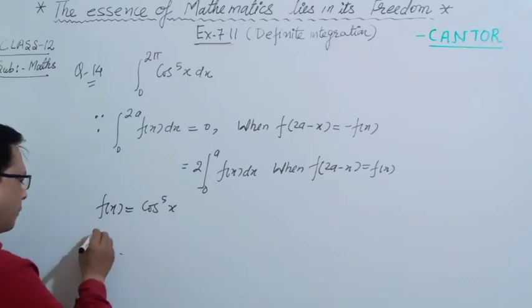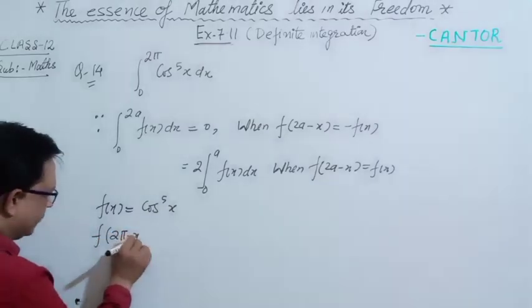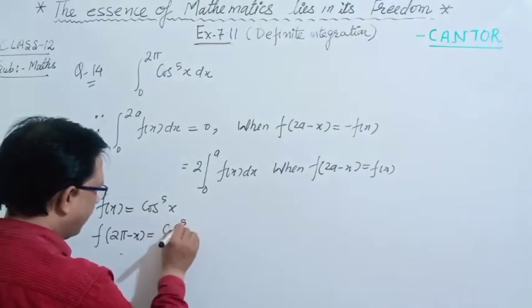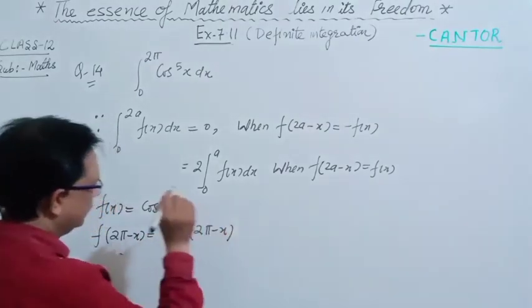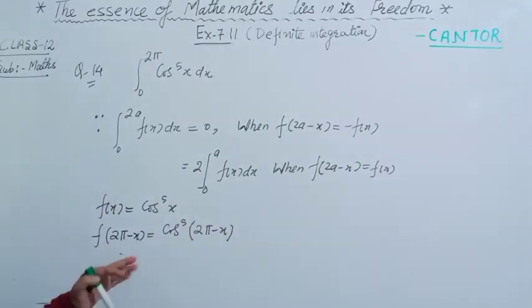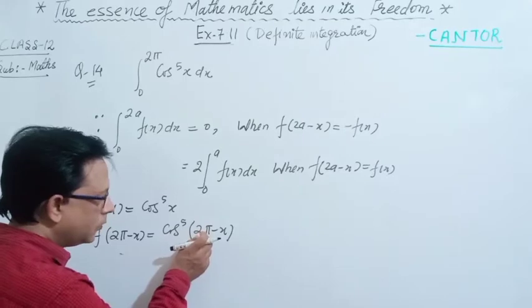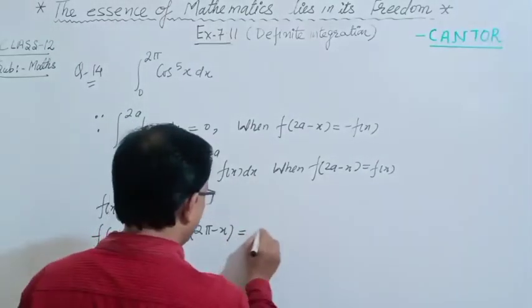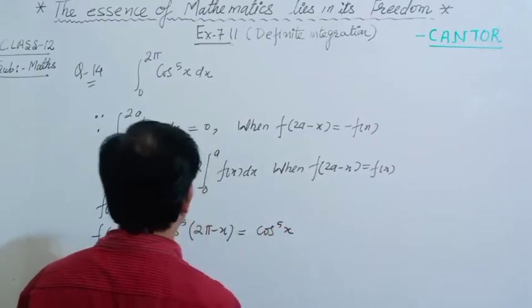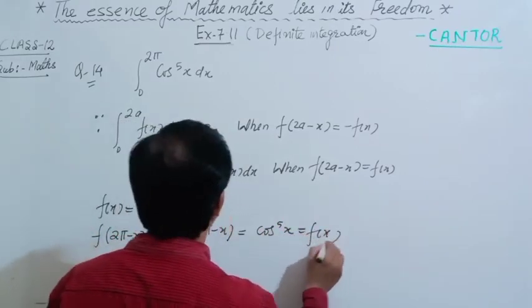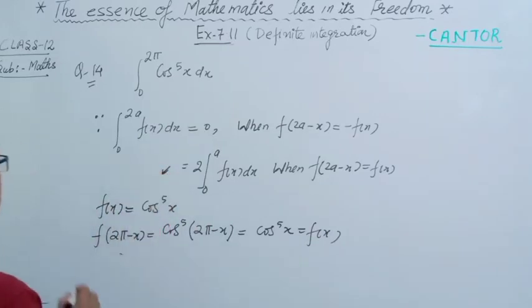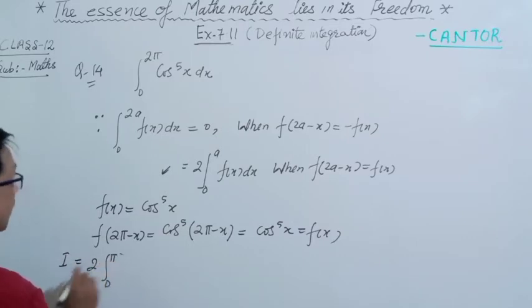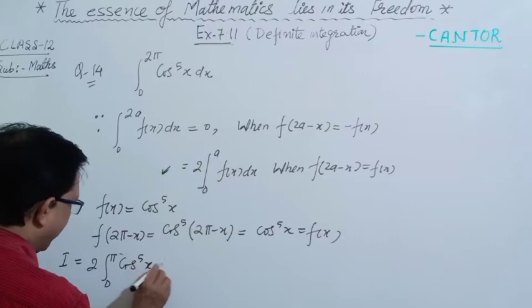Now we apply 2 pi minus x. I is equal to cos to the power 5 of (2 pi minus x), and cos of (360 minus theta) is in the fourth quadrant, where cos is always positive, so this is cos 5x, and this is equal to f(x). So here we use this property, and we write I is equal to 2 times the integral from 0 to pi of cos 5x dx.